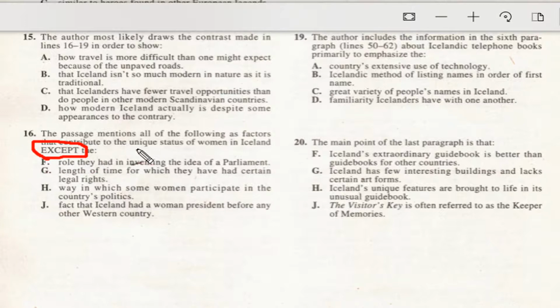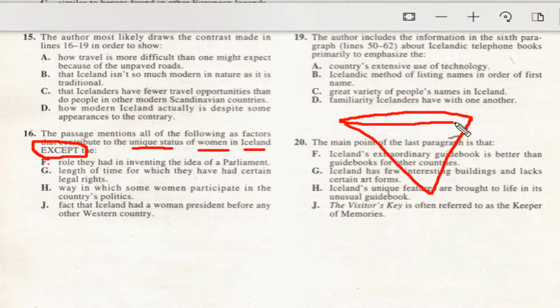So, first thing that we do is we underline all the nouns that potentially be in here. Unique status, women, and Iceland. Think about the funnel. Throw those words, all three of them, into the funnel and see which one falls down to the bottom. You see that the whole passage is about Iceland. So that would be at the top.